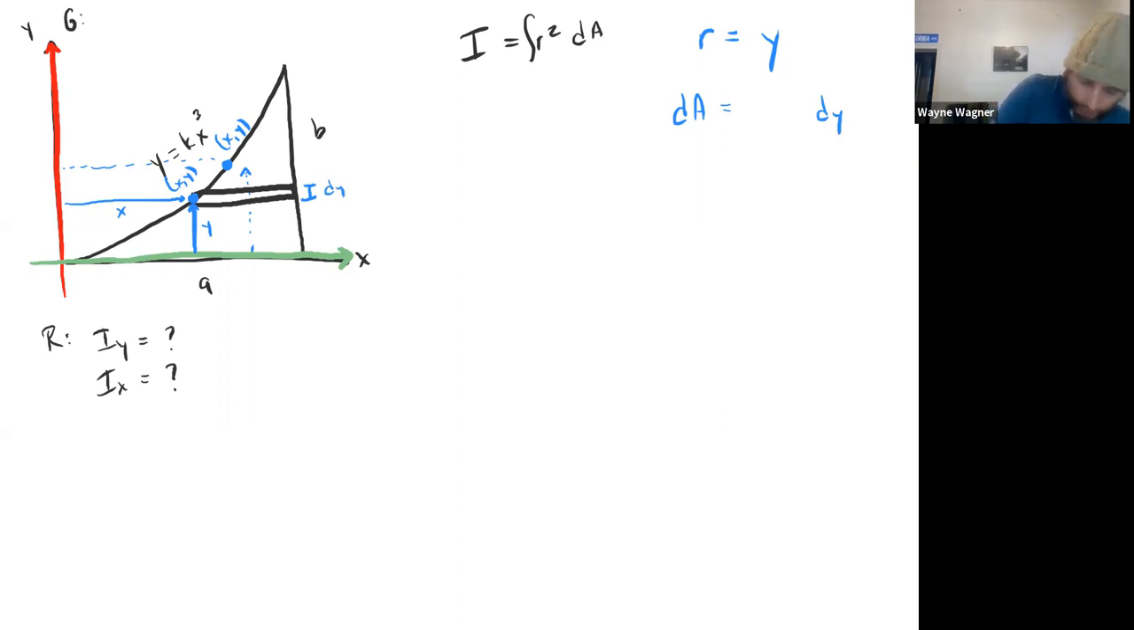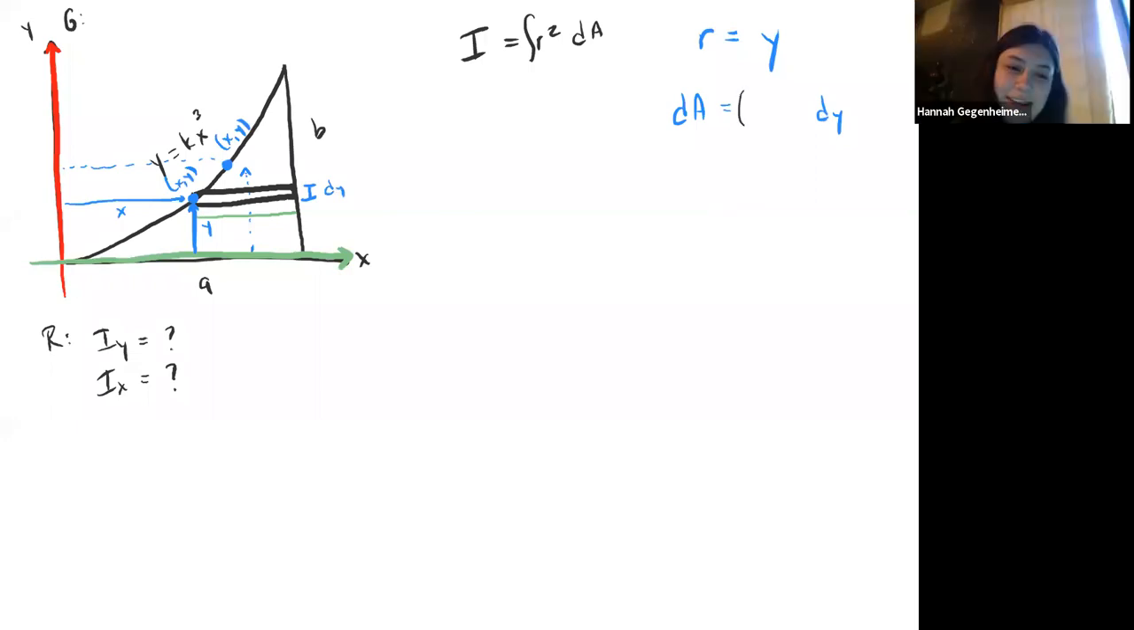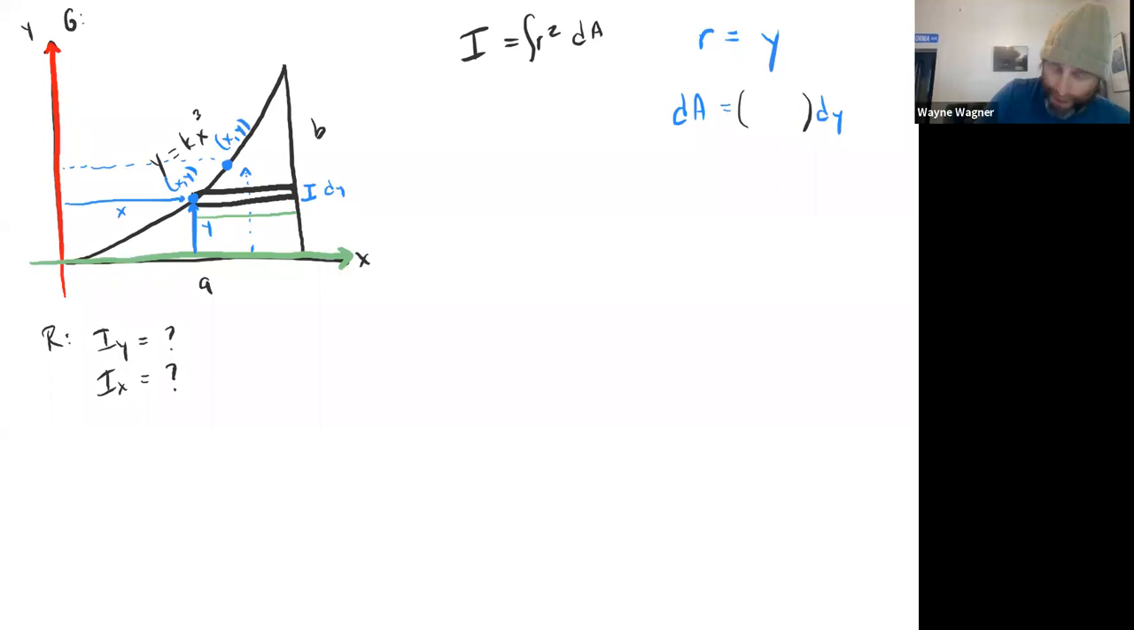I don't know what color to use here. From here to here. Any guesses? A minus x. A minus x, perfect. Right? Because this is x, and this is A. So that means A minus x is this distance here.